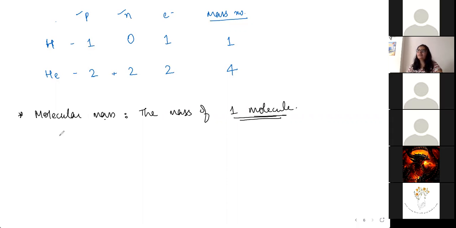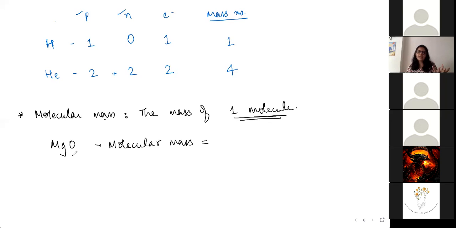So if I have a molecule like, let's say, magnesium oxide, MgO, what will its molecular mass be? How will you calculate the mass of the molecule MgO? Do we take the mass numbers of magnesium and oxygen and then add them?